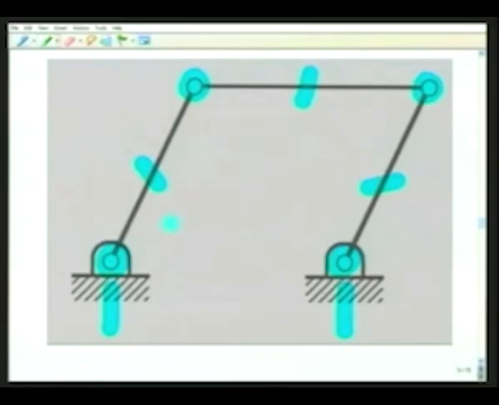Now obviously this is a 4R mechanism which has degree of freedom 1, and it can transmit motion from this link to that link. During this movement, the opposite sides always remain of same length, so a parallelogram remains a parallelogram.